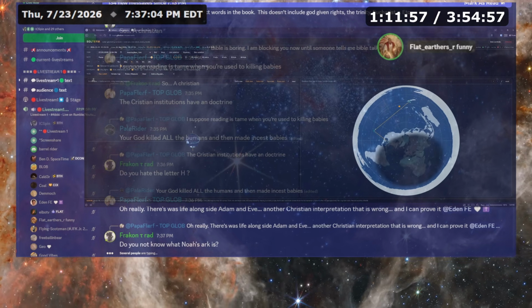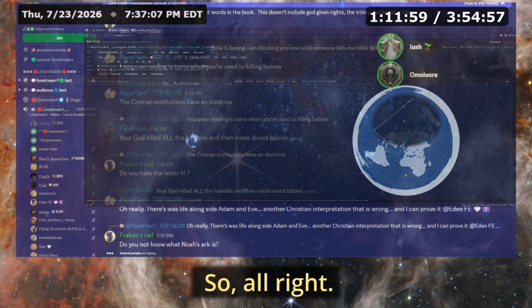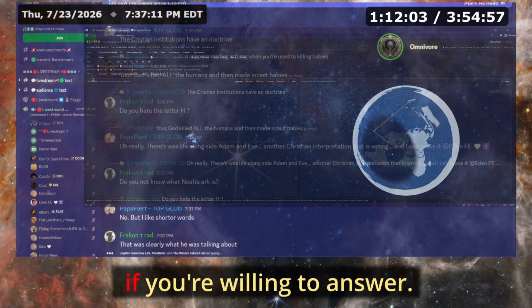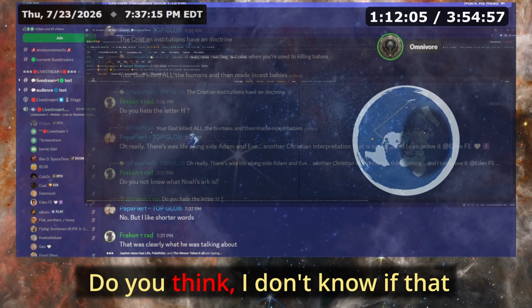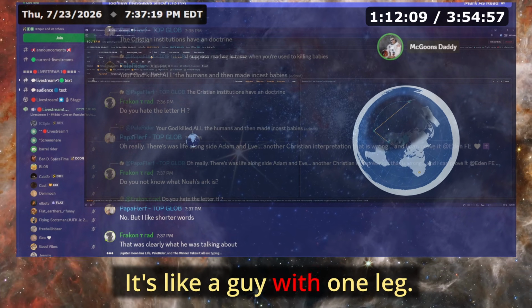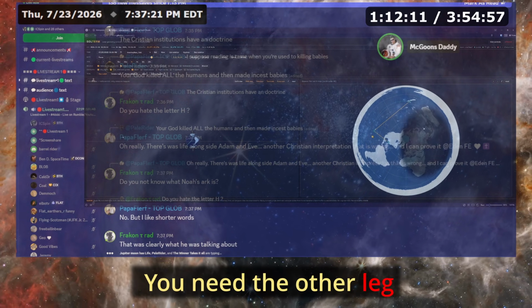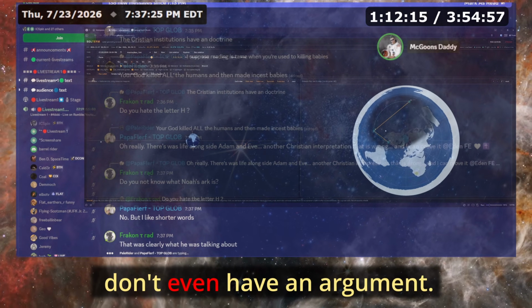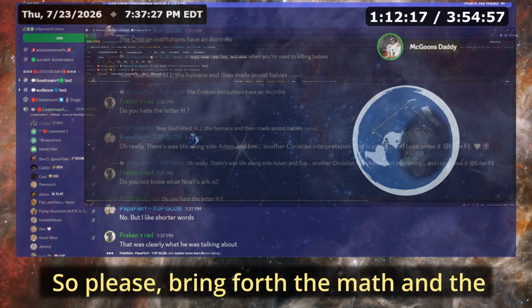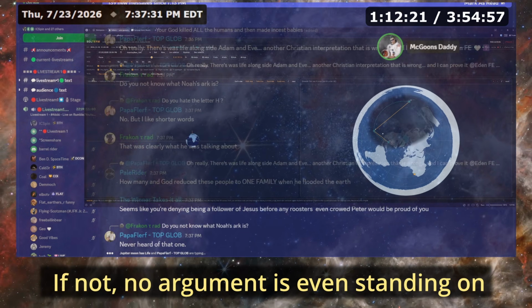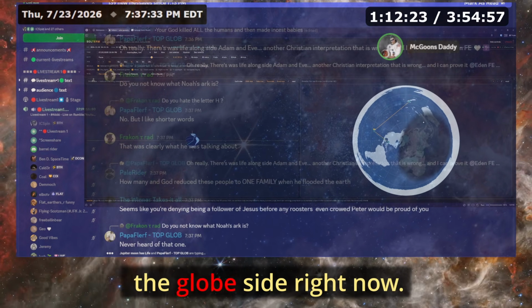Okay, so I have a question to Noah, if you're willing to answer. It's like a guy with one leg. You need the other leg so the argument can stand. If you don't have that, you don't even have an argument. So please bring forth the math and the model that matches the observation. If not, no argument is even standing on the globe side right now.